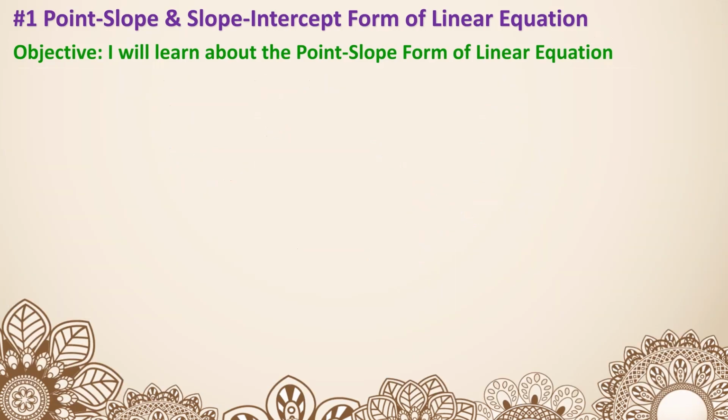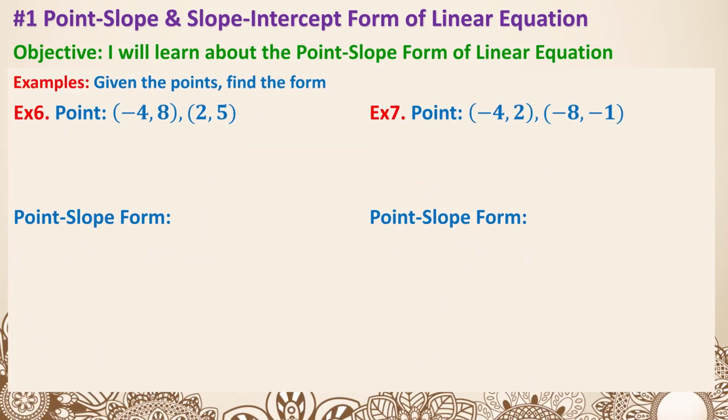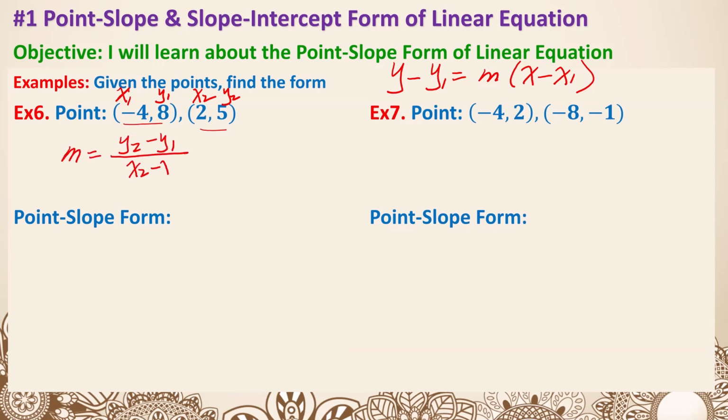Moving on, examples 6 and 7. Now things are a little bit different because we are not given the slope directly. We're given 2 points. But we still want to write in point slope form: y minus y1 equals m times x minus x1. In order to write this, we need to find the slope. As for the points, we can use either one. So let's say this is my first point, x1, y1, and this is my second point, x2, y2. In order to find the slope, we always do y2 minus y1 over x2 minus x1.